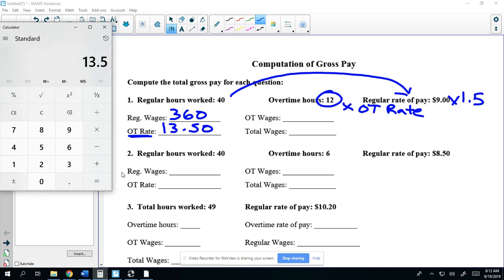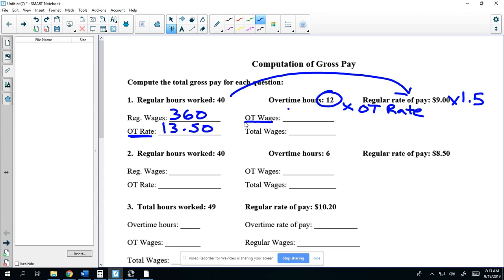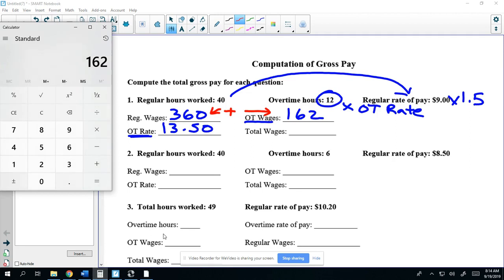To find our overtime wages, we're going to take our overtime rate of pay times our overtime hours worked. To finish out the problem, we'll combine our regular wages and our overtime wages to find our total wages for this pay period.